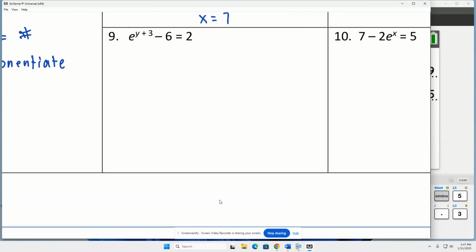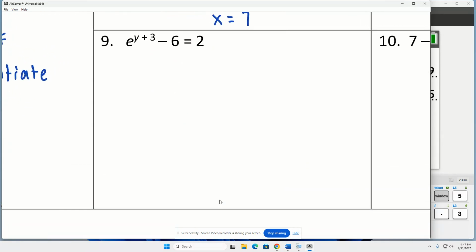So let's look at number 9. Again, I know this is a natural base exponent because the base of my exponent is e. So what I need to do is first isolate that, and I do so by adding 6. So e to the y plus 3 will equal 2 plus 6, which is 8.